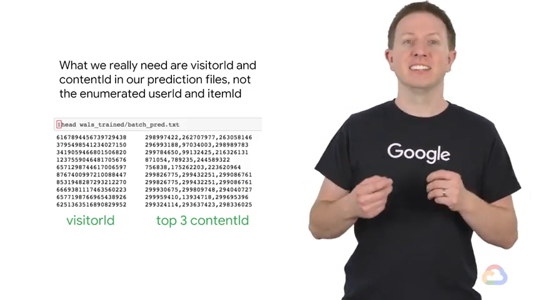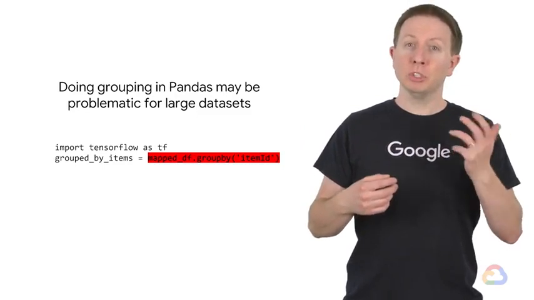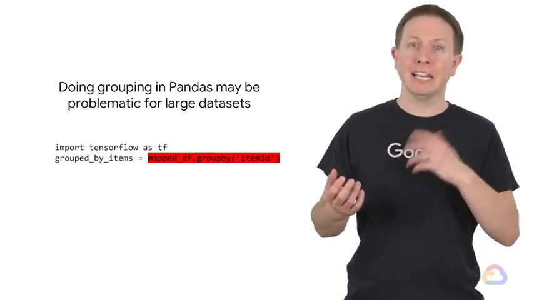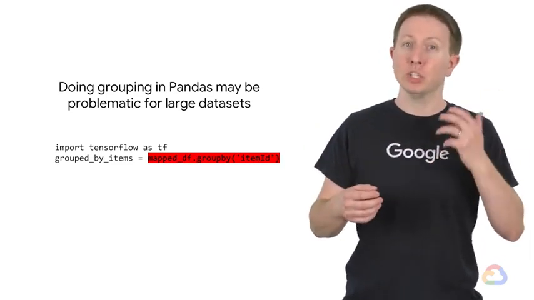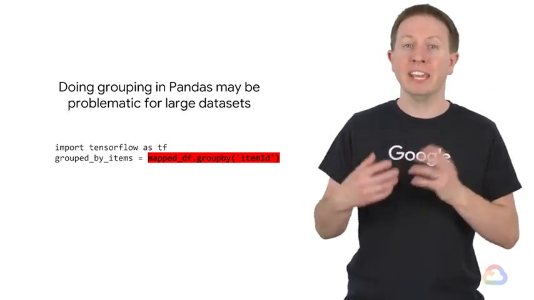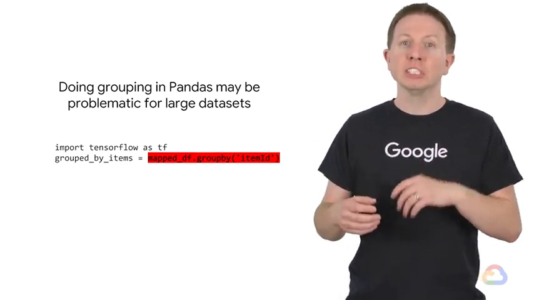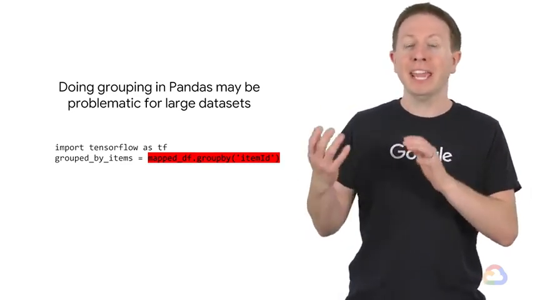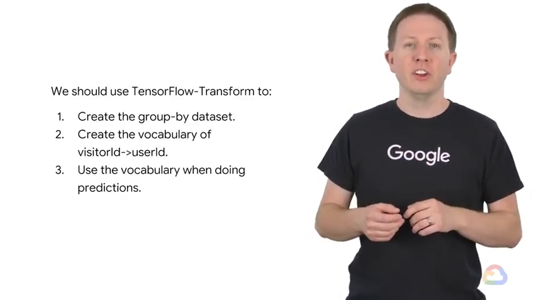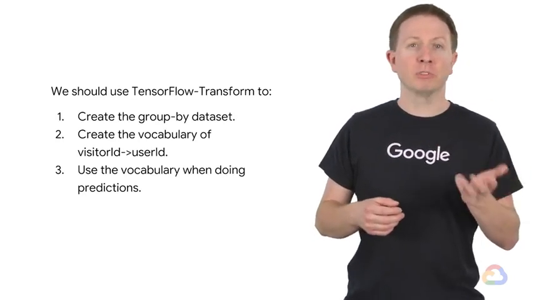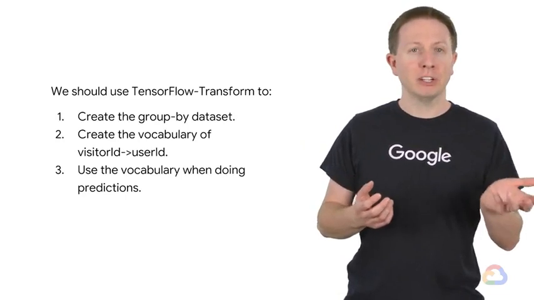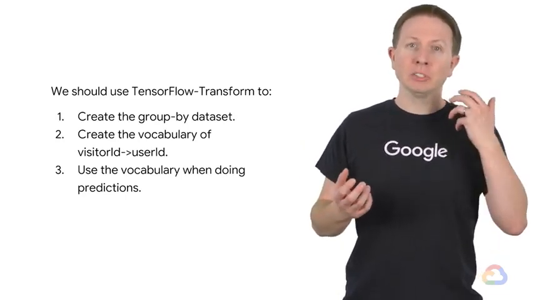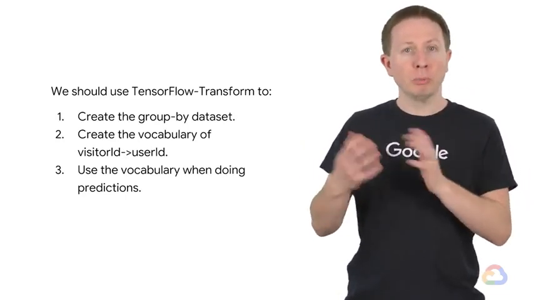Of course, we can do this reverse mapping in post-processing, but can we do it while writing the file instead? Even though we typically will do training on a periodic basis, on a nightly or hourly snapshot based on some time window, the datasets can be too large to be able to take advantage of using in-memory tools like pandas. So we need a way to do this and be able to handle the scale. We should use TensorFlow Transform to first create the group by dataset, then create the mapping vocabulary of visitor ID to user ID. Then we can use that vocabulary to reverse map when doing predictions.